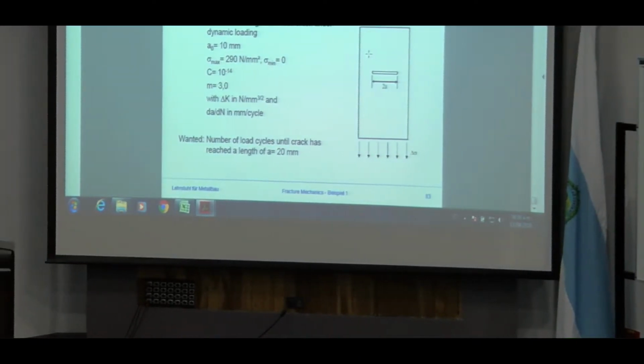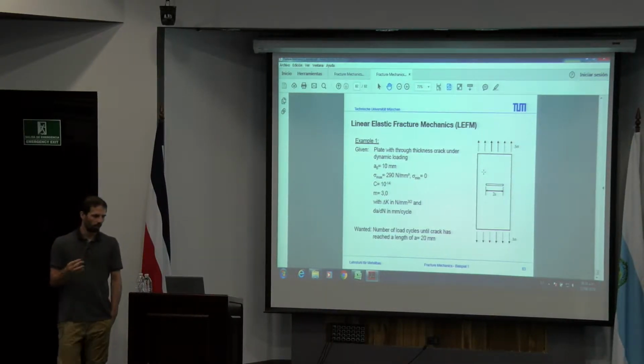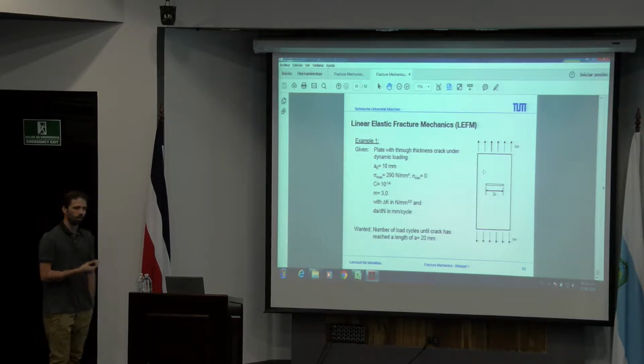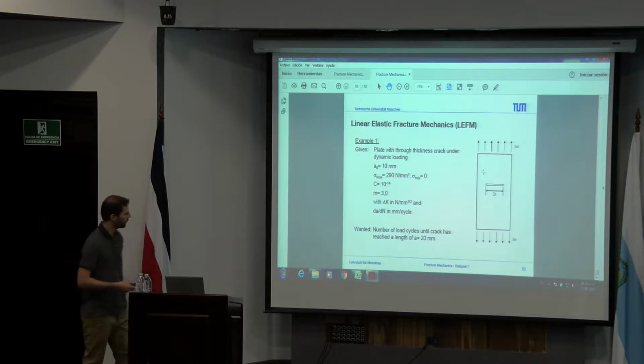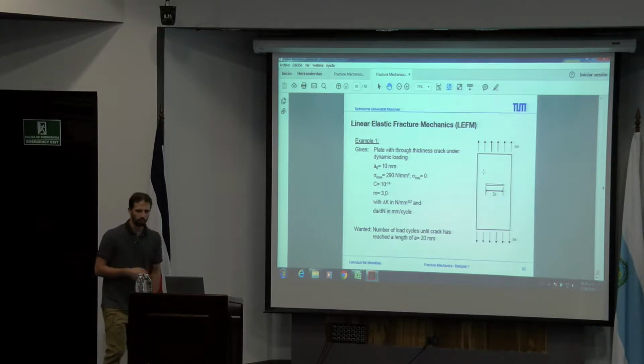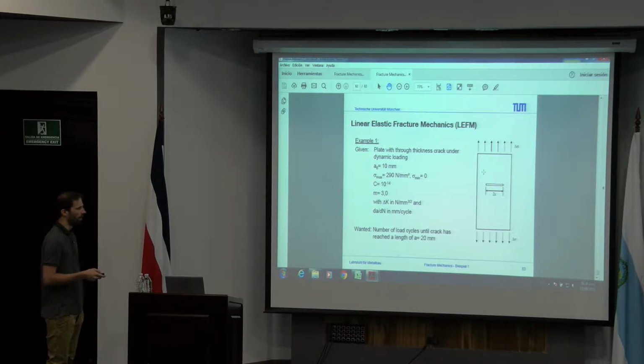I will show later some movies where you can see how a crack is growing, how some specimens look, and how some testing is going forward. So for example, here the C and the M are of course investigated by material testing. At the end, the M defines the slope of our section 2, and the C defines the intersection of this curve with our y-axis.